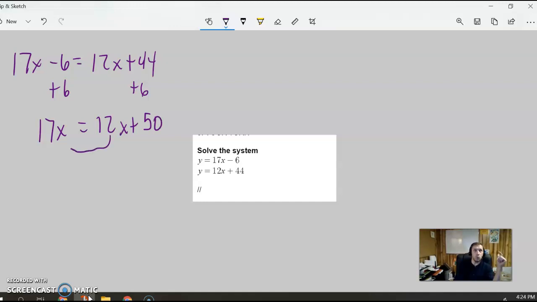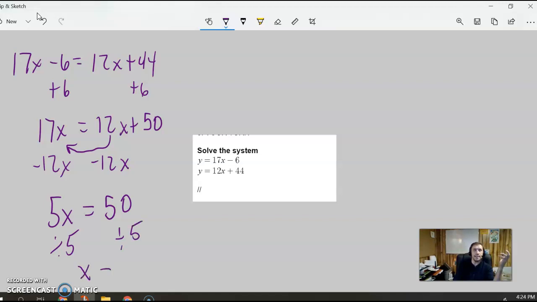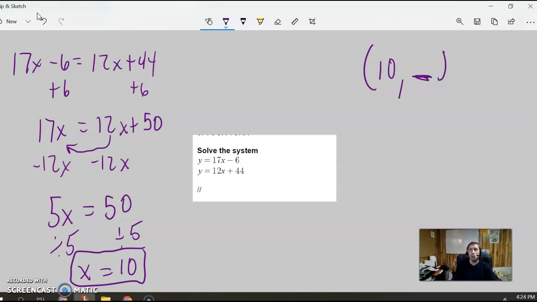Now I want to get this 12x to the other side, so I'm going to subtract it from both sides. And I get 5x equals 50. 5 times x, I undo that by dividing by 5. So I'm going to divide 5x by 5. I'm going to divide 50 by 5, and I get x equals 10. Now, so many people just are done there, except if I want my solution, which is a point, I only have half of that point. I need to find what y is.